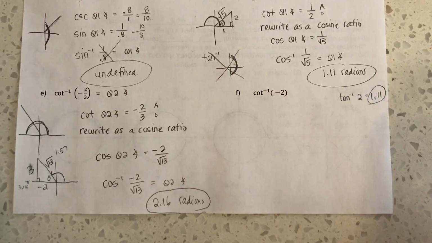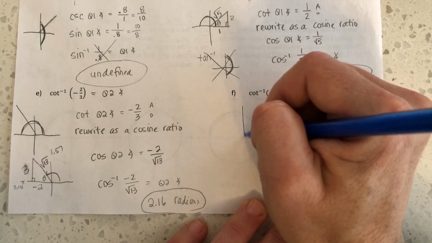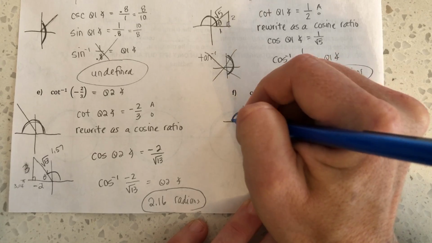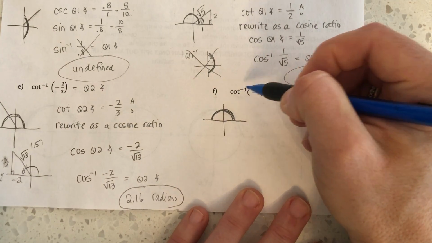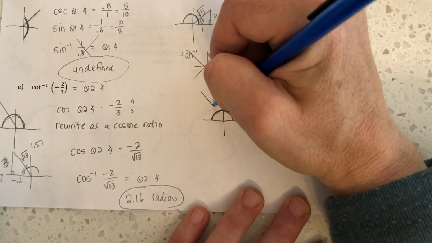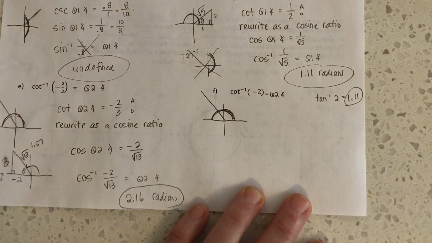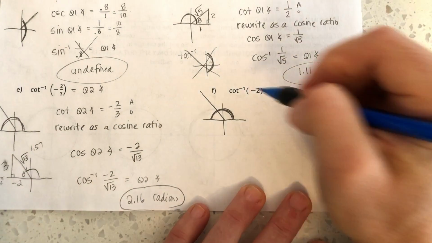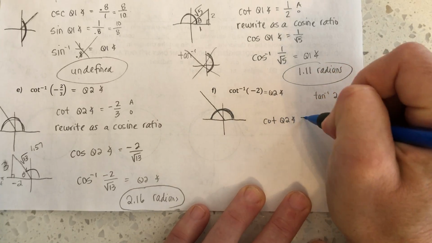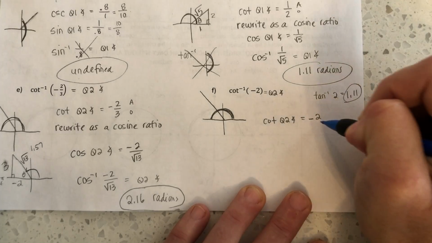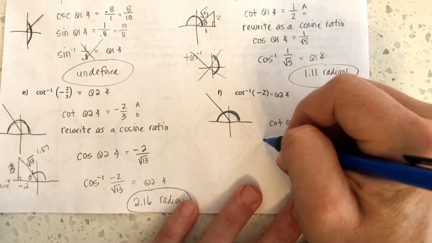All right, last one. The inverse cotangent of negative 2. Well, we know the inverse cotangent can only spit out angles between 0 and pi, quadrant 1 or quadrant 2 angles. So if you take the inverse cotangent of a negative ratio, that's a quadrant 2 angle. But what quadrant 2 angle? Let's turn this around. This is saying that the cotangent of some quadrant 2 angle has a ratio of negative 2, or negative 2 over 1 if you want to see it as a fraction. So now we have to rewrite this as a cosine ratio.